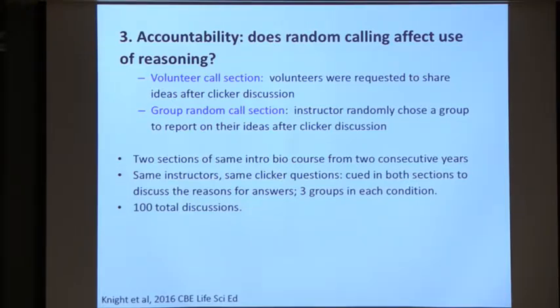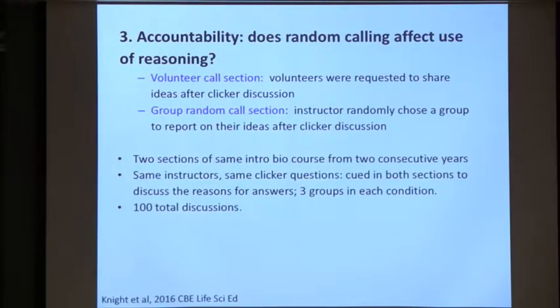So our hypothesis, more accurately, was that this relatively soft accountability, this sort of fear of embarrassment, might prompt people to have more meaningful discussions with each other. Because I didn't want to get called on and say, I didn't talk to my group mate, I have no idea.